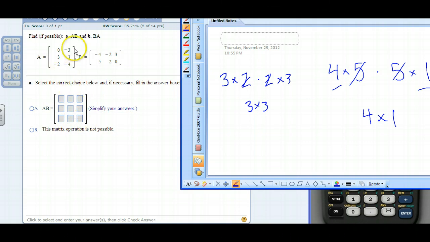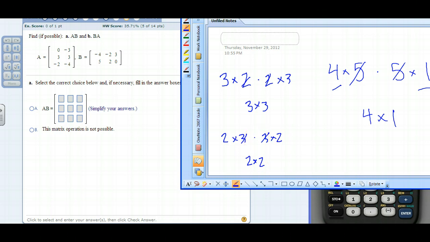Now, part 2, when we do B times A, B is a 2 by 3, and we're going to be multiplying that by a 3 by 2. So that also is going to be possible, and we're going to end up with a 2 by 2.